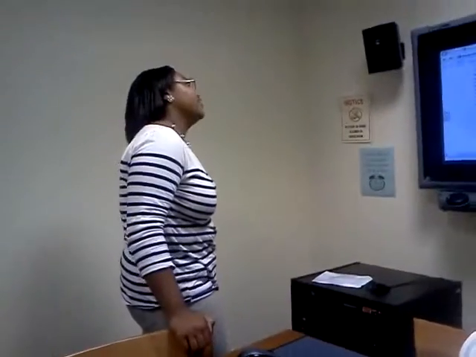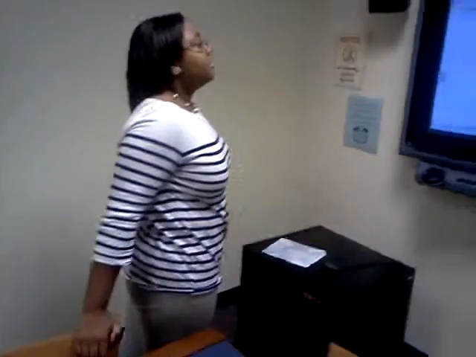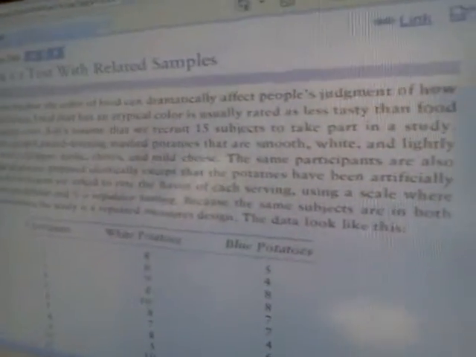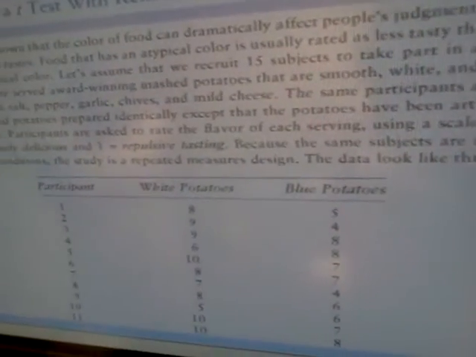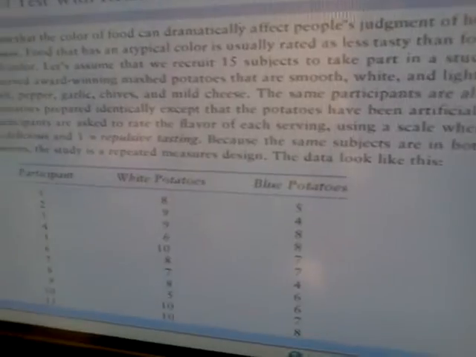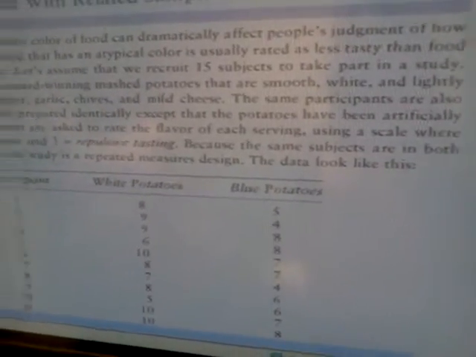The t-test with related samples. Research has shown that the color of food can dramatically affect people's judgment of how good the food tastes. Food that has an atypical color is usually rated as less tasty than food that has a typical color. Let's assume that we recruit 15 subjects to take part in a study.